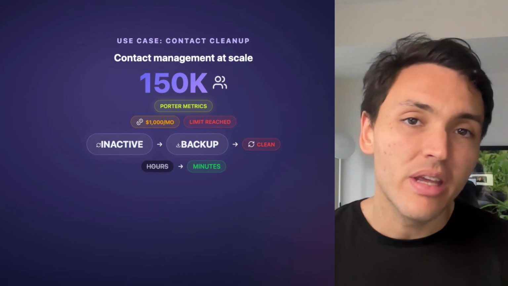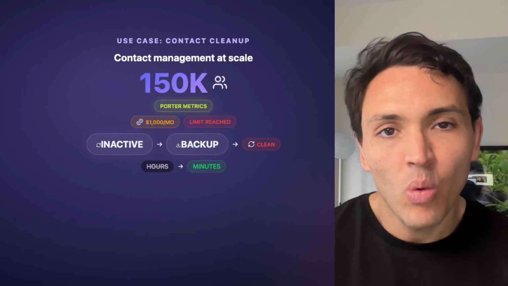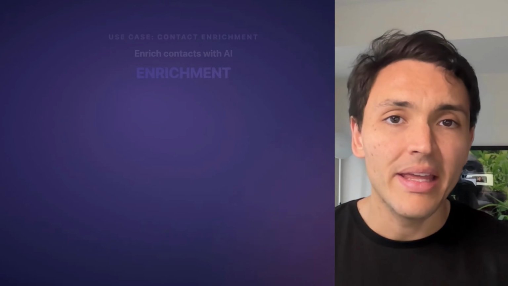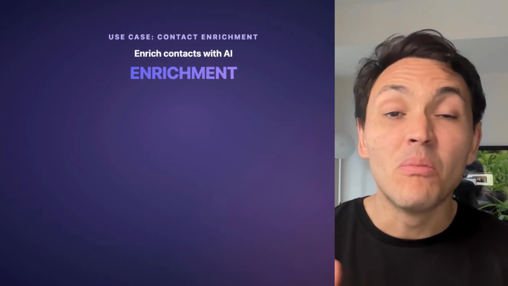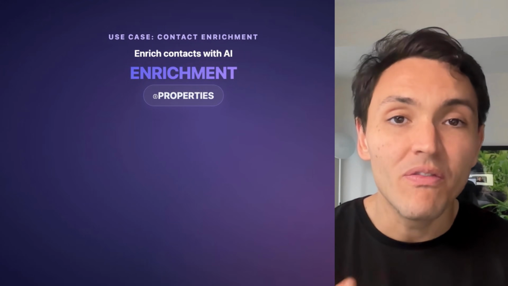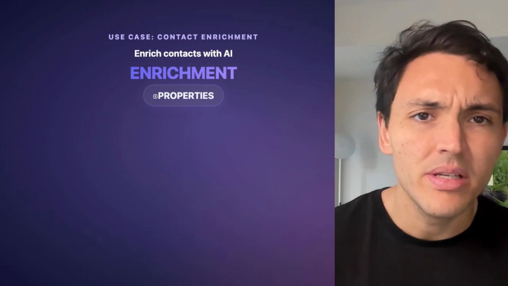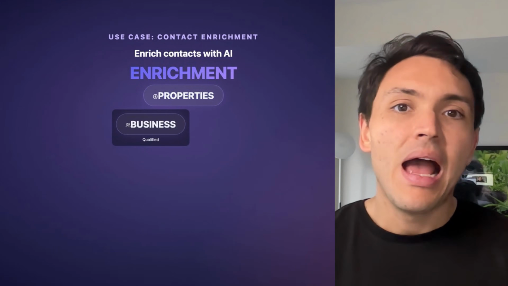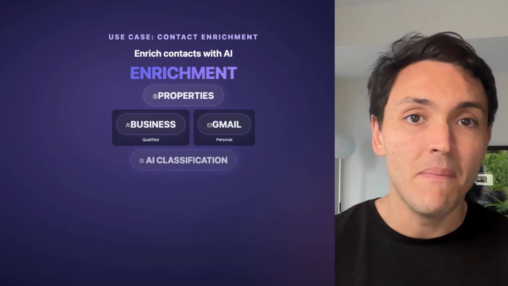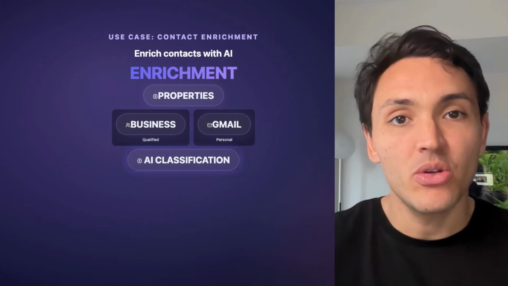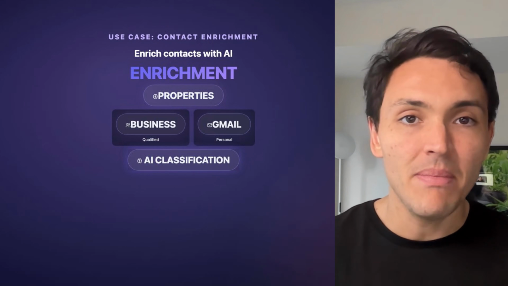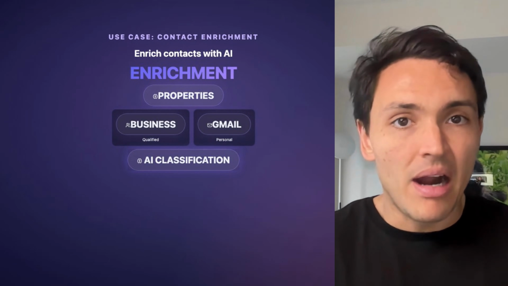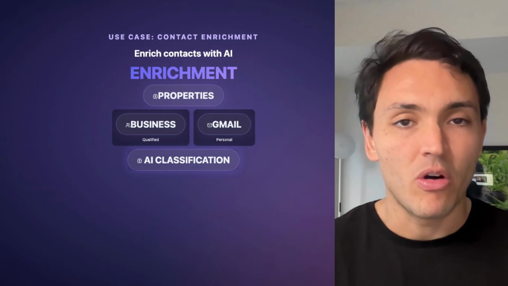A second use case is contact enrichment. What is contact enrichment? It is taking the emails of your clients and adding more properties, adding more information about them. So an example is this one. I know that I have many business emails and other emails are Gmail. I will ask the AI to classify my emails by Gmail, which are personal emails, and by business emails. Okay, now I have a classification. My business emails are more qualified or more relevant for my business.